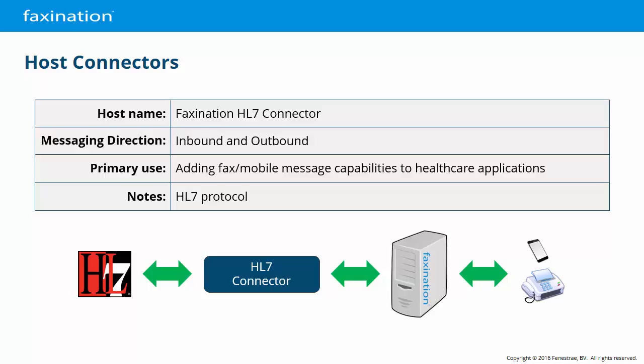The Faxination HL7 connector allows Faxination to integrate with healthcare systems based on the international standard HL7 protocol. HL7 was designed specifically for the healthcare industry for data exchange between systems within a single organization. With this connector, Faxination can route incoming fax and mobile messages into an HL7-based workflow or extend the communication abilities of an existing HL7-based system for outbound messaging.